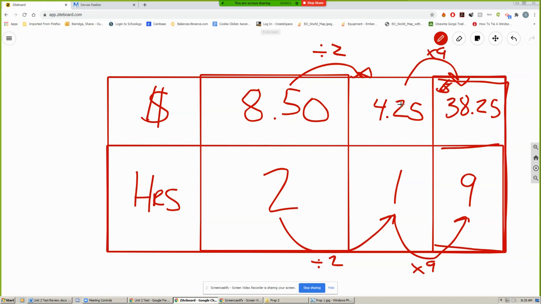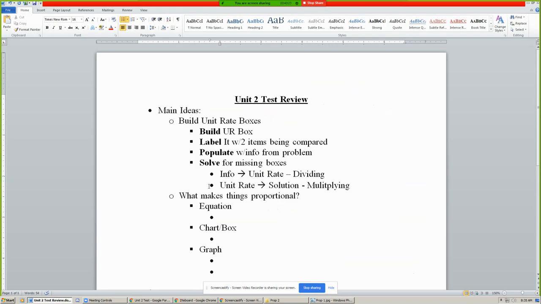Right. If I go from info to a unit rate, I divide. If I go from a unit rate to a solution or the other piece of information that I need to know, I'm multiplying. Okay. All right.